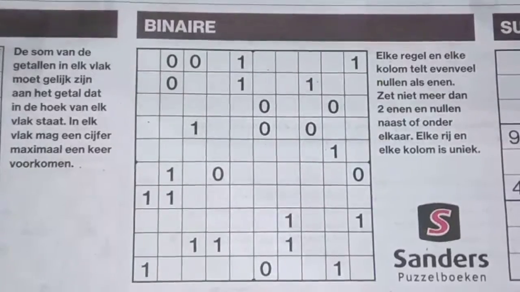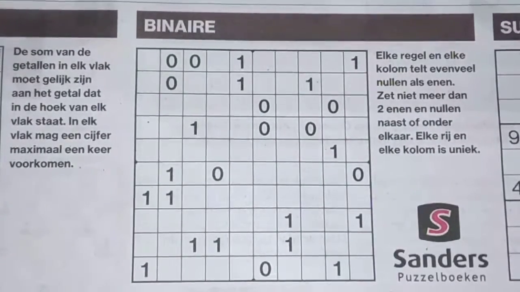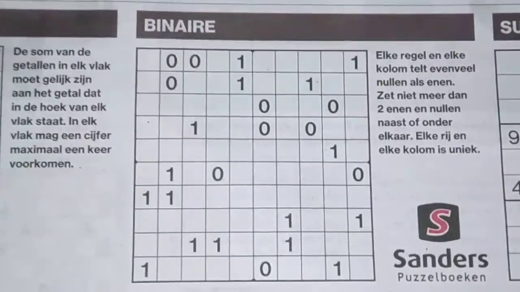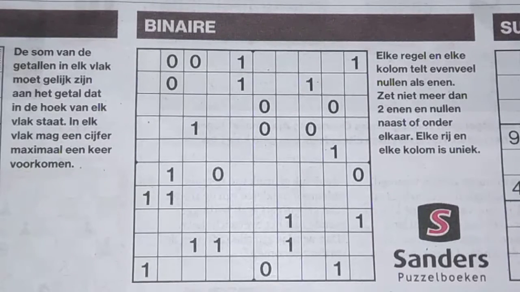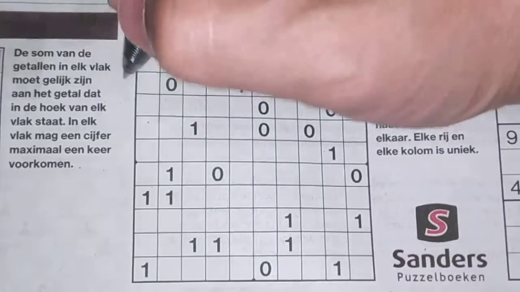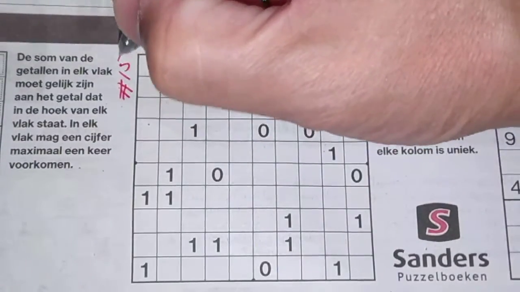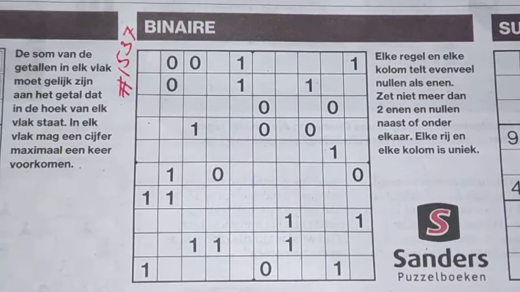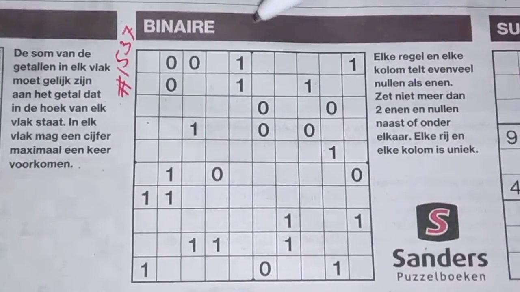The binary, this one, will be number... let me check this. Yes, it's 1537. And what kind of binary Sudoku is this?